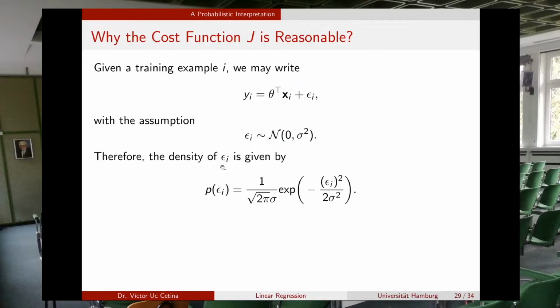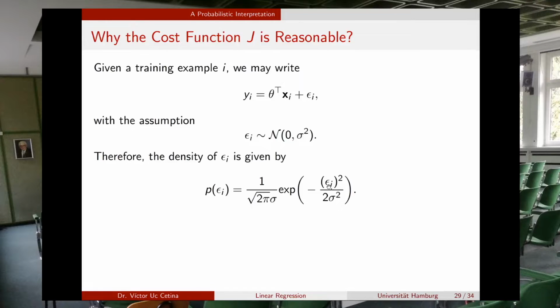So if we assume that this error can be drawn from a normal distribution, we can write that the probability of some error to have some value can be expressed like this. This is simply the formula of the normal distribution. So we are saying that the probability of an error can be computed with this expression.